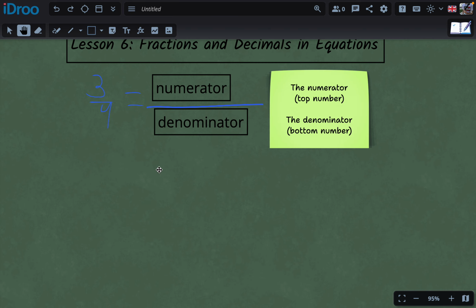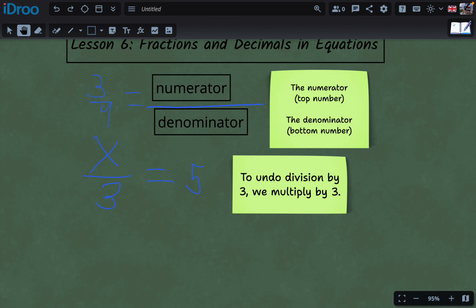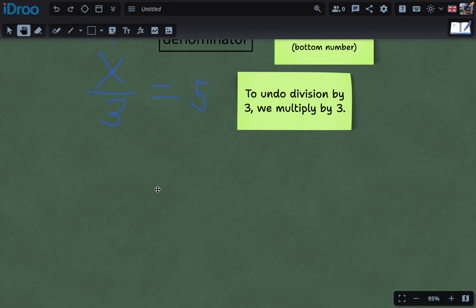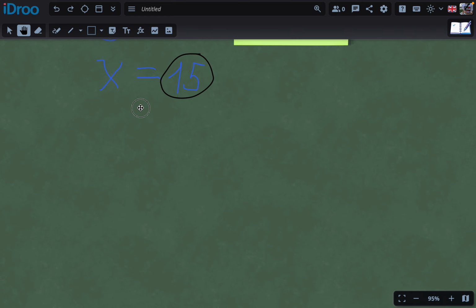So let's move to solving equations with fractions. Let's start with this equation. To undo division by 3, we multiply by 3 on both sides. Here we get that x equals 15. So yeah, that's it. That's simple.